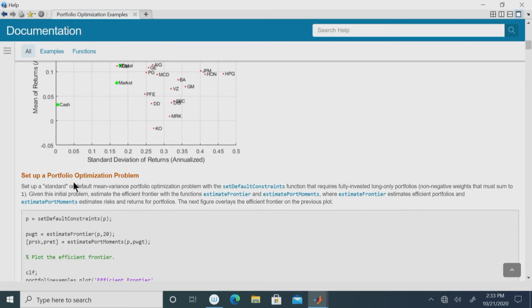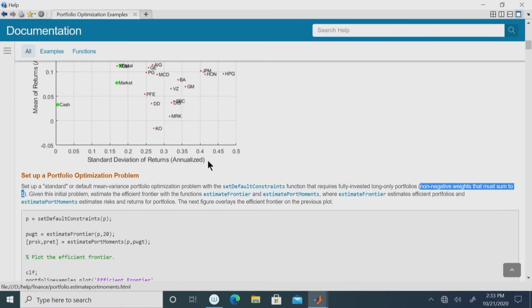Now, we need to set up the optimization problem one by one and then solve for those. So, we set up a mean variance portfolio optimization problem, and default constraints are set up for that. By default constraints, it means that of course you will have the sum of the weights being equal to 1, and in addition to that you are not allowed any short selling. That means your weights must all be greater than or equal to 0.